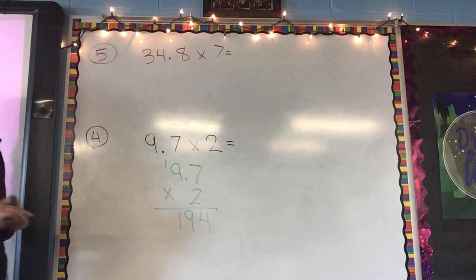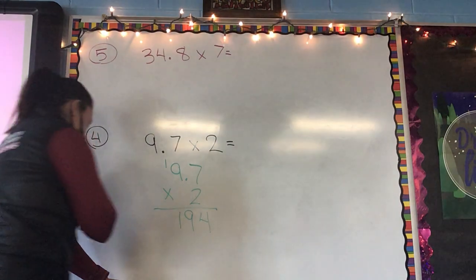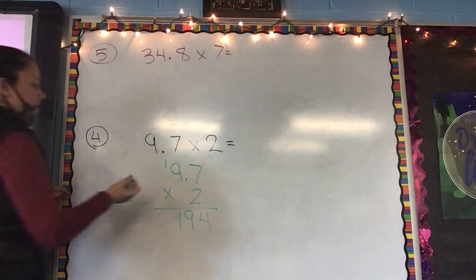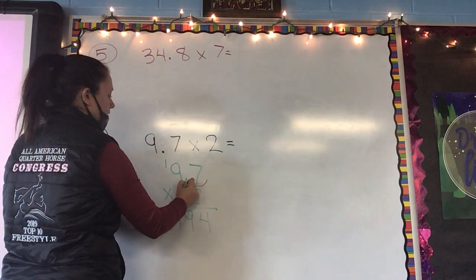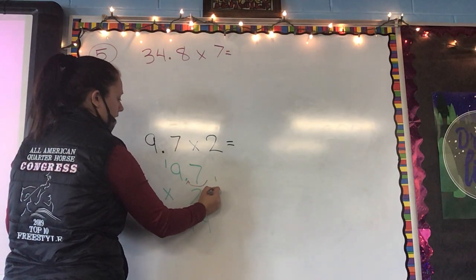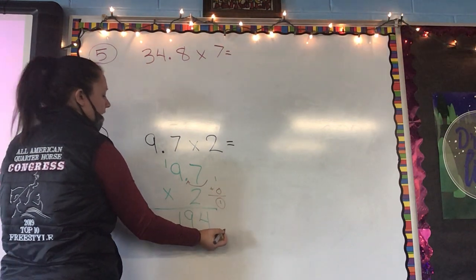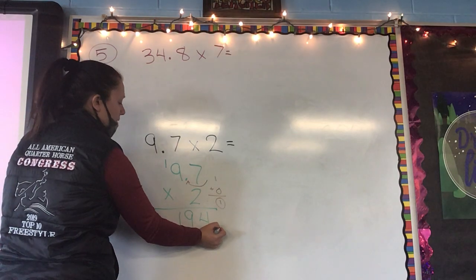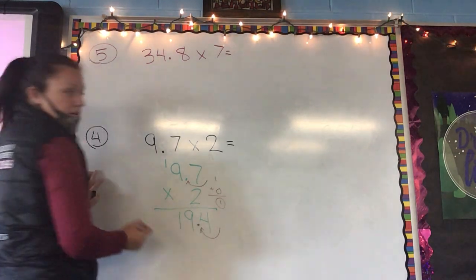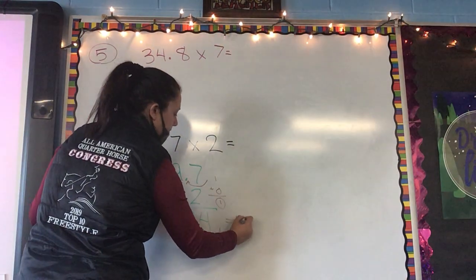What's my next step then, Sophia? Count how many times you move the decimal. Very nice. I need to count my decimals. So in this one I have 1, and in this one I have 0. Add it together gives me a total of. I start on what side? Right. And I'm going over how many? 19.4. And always rewrite it.